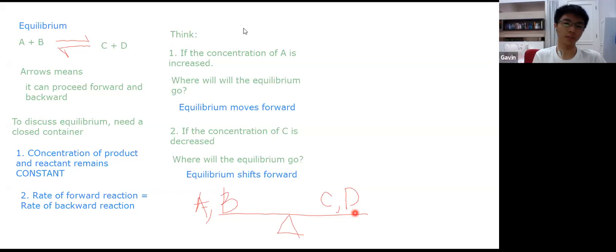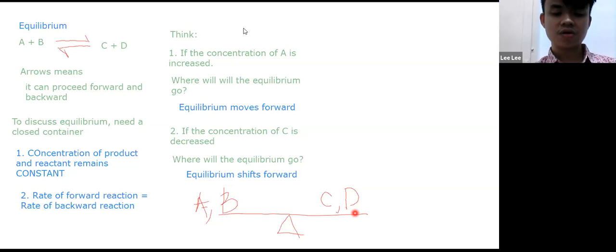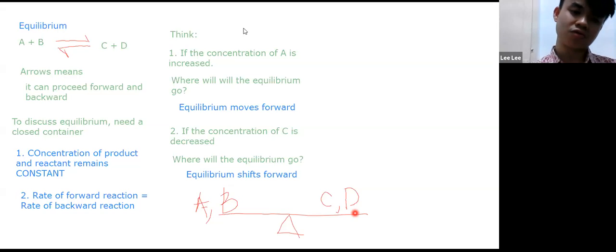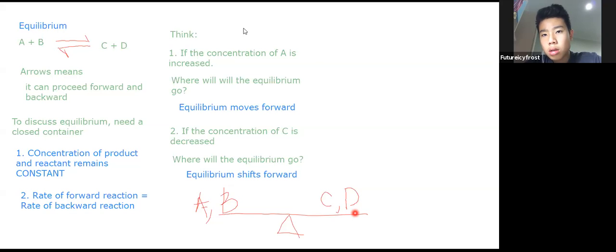So you're saying A, B, C, D are all in the container. You have 4 things, right? A and B collide to form C and D. Later, when you have too many C and D already, C and D will collide to form A and B. So until when will this stop? Until they reach those 2 points in blue color: the concentration of product and reactants remains constant, and the rate of forward reaction has to be equal to the rate of backward reaction.